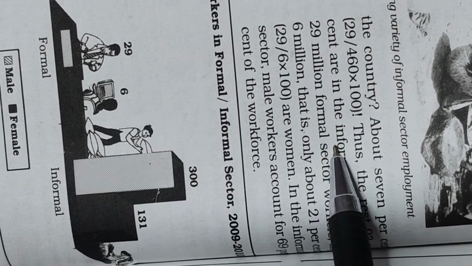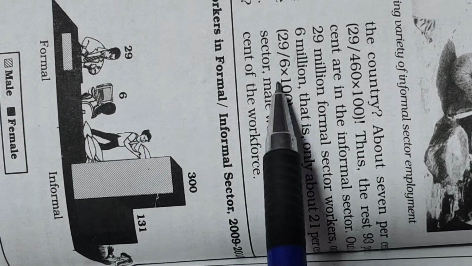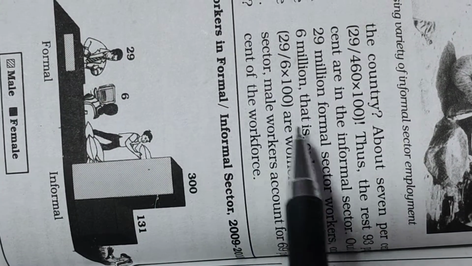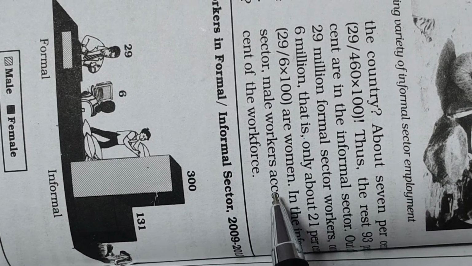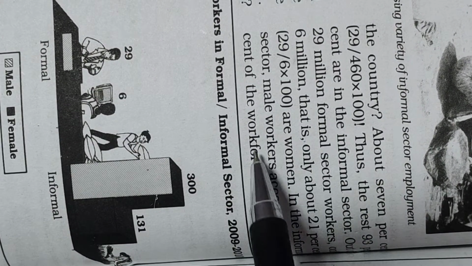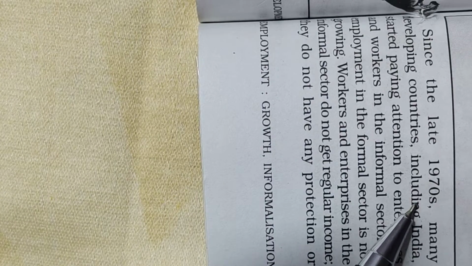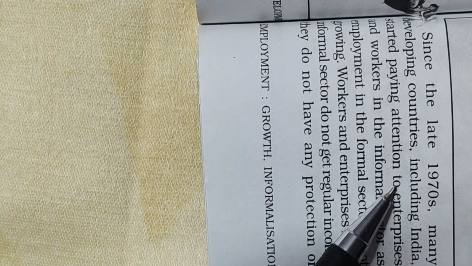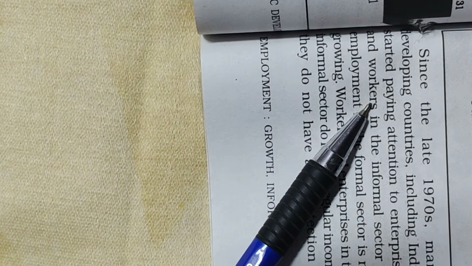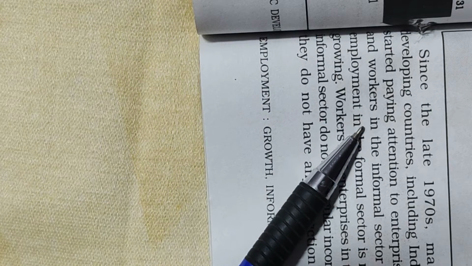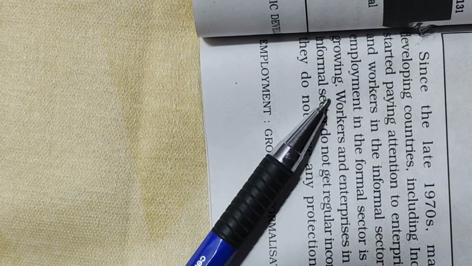Out of 29 million formal sector workers, only 6 million, that is only about 21%, that is 6 divided by 29 into 100, are women. Male workers account for 79% of the workforce. Now, since the late 1970s, many developing countries, including India, started paying attention to enterprises and workers in the informal sector, as employment in the formal sector is not growing.